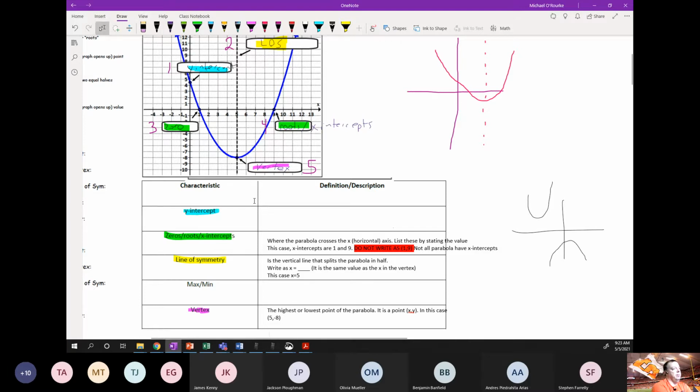Okay, and that is simply where the parabola crosses the y-axis, which is the vertical axis. Okay? And you just write that as y-intercept equals. So in this case, it is, what's that, 4.5?